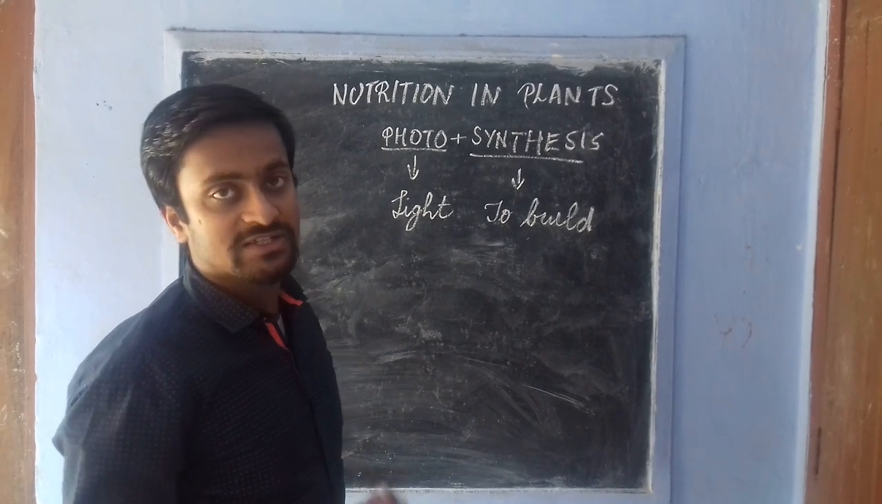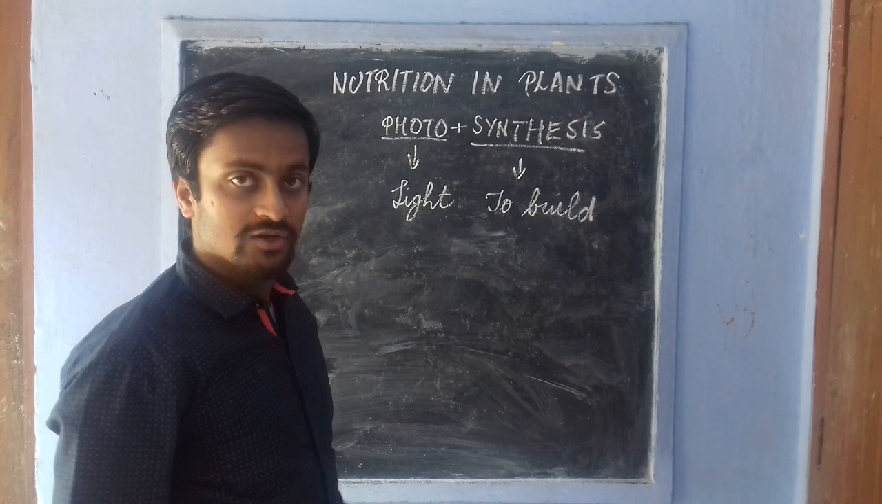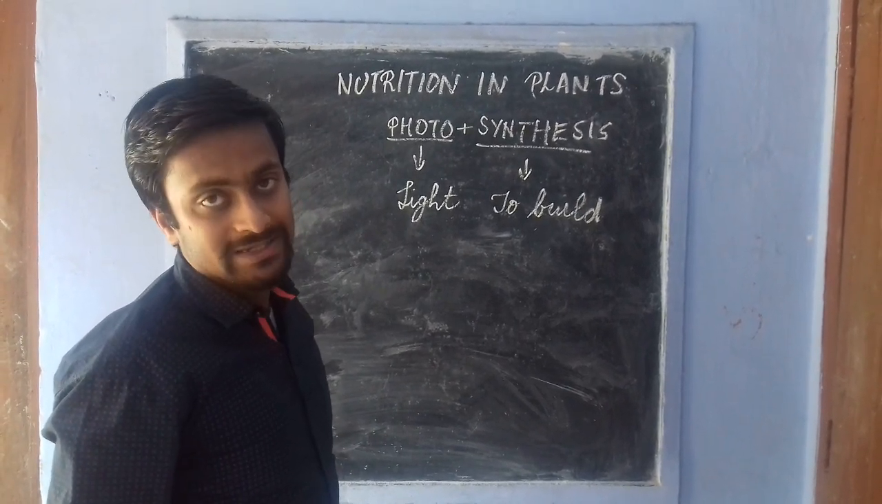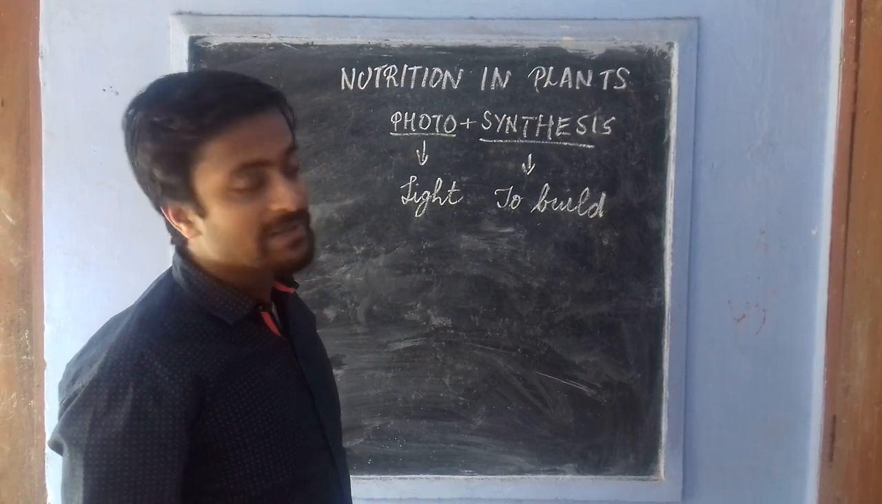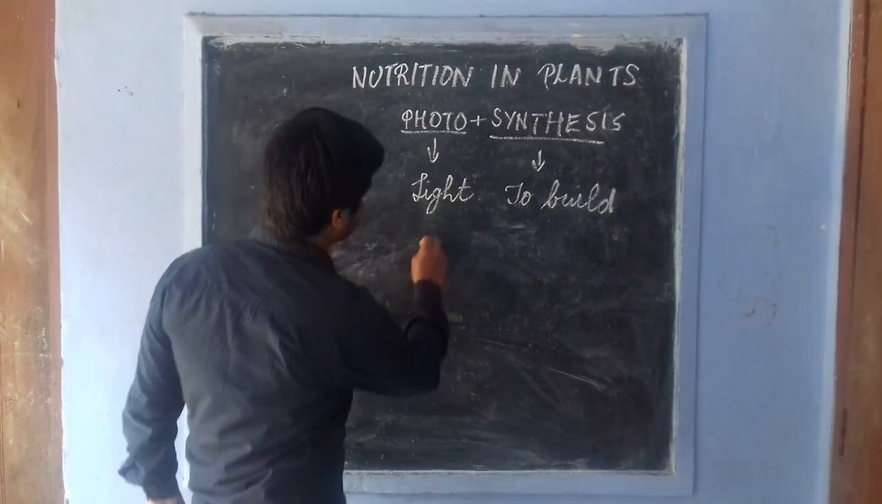The simplest food is the glucose. So the simplest food which is made by the plants is glucose. This excessive glucose is stored in the form of starch. Now we will be discussing how this process of photosynthesis takes place.